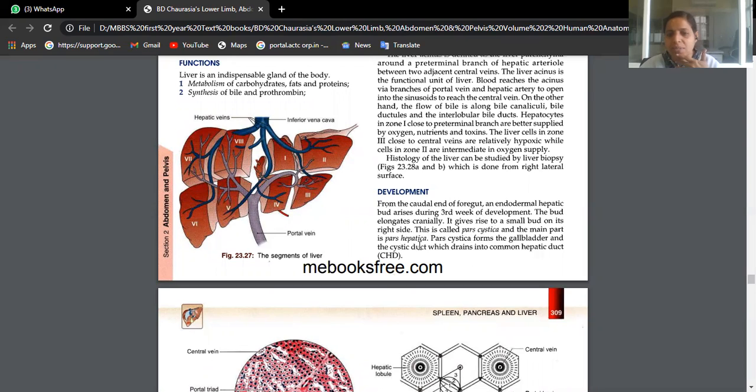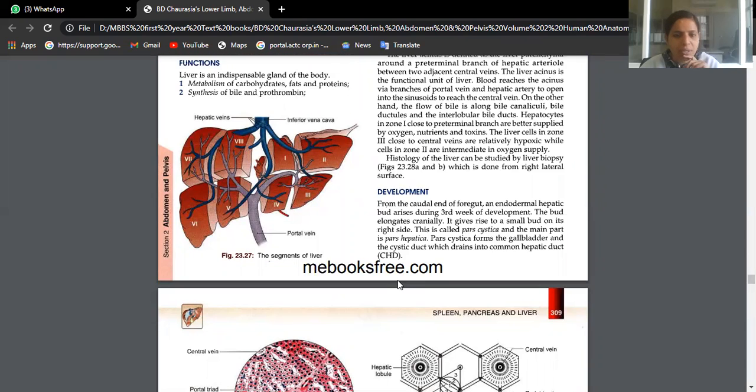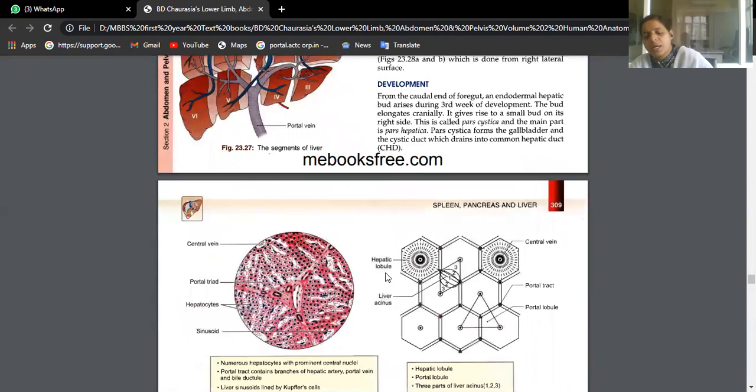Pars hepatica, which is part of the endoderm, goes and meets the septum transversum and divides into two lobes, right and left, which keep on growing and lead to the formation of the complete liver. This happens during the third week of intrauterine life. Okay, so that is development, histology, and visceral surface of the liver.